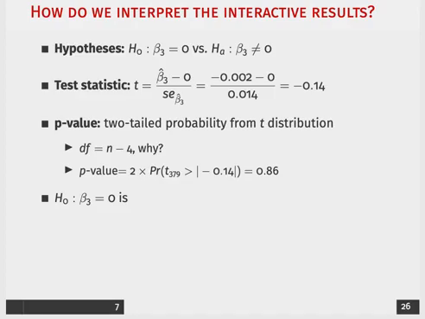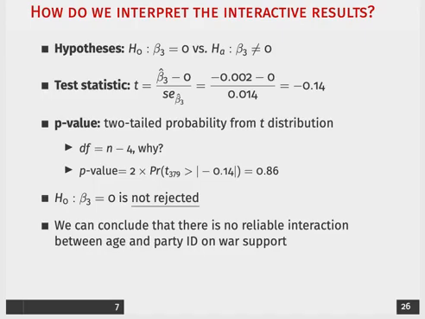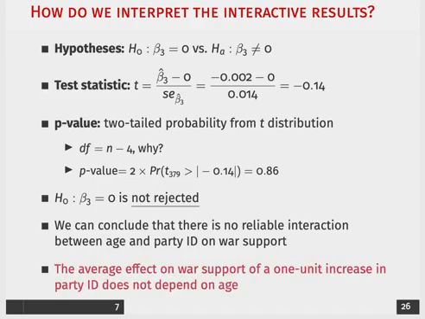Therefore, we can say that there is not sufficient evidence to reject the null hypothesis that there is no linear interactive relationship between party ID and age. In other words, the average effect on Moore support of a 1-unit increase in party ID does not necessarily depend on age, right? There is not a difference in slopes for party ID by age.